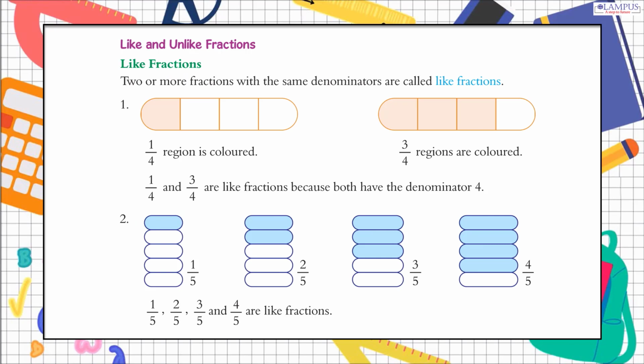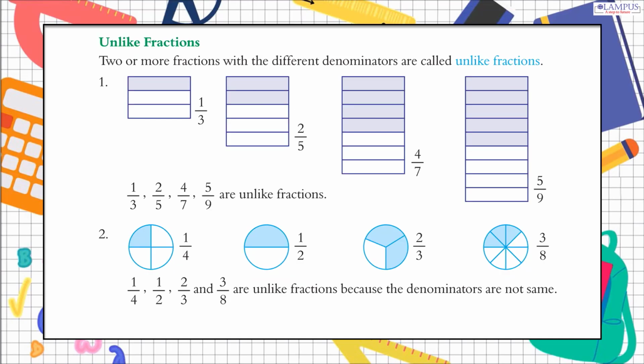Like and unlike fractions. Like fractions. 2 or more fractions with the same denominators are called like fractions. 1. 1/4 region is colored. 3/4 regions are colored. 1/4 and 3/4 are like fractions because both have the denominator 4. 2. 1/5, 2/5, 3/5 and 4/5 are like fractions.